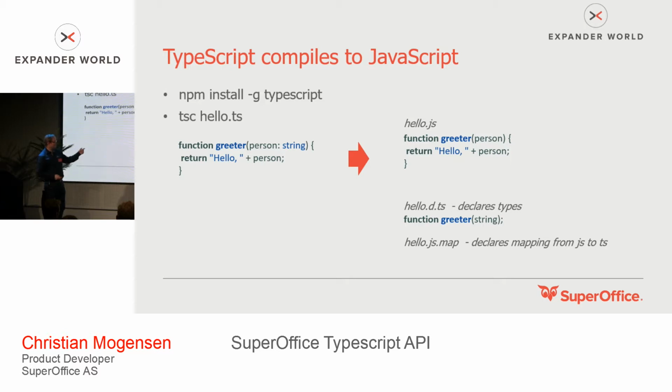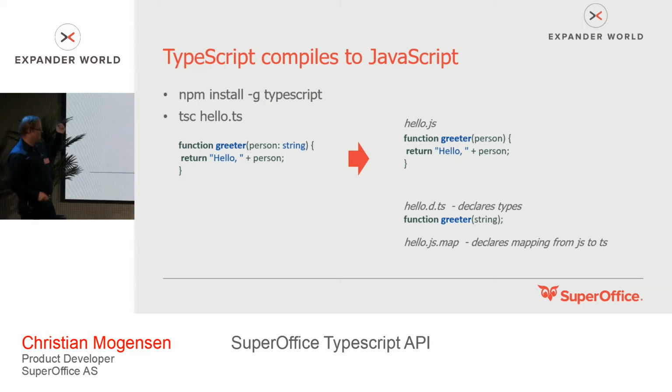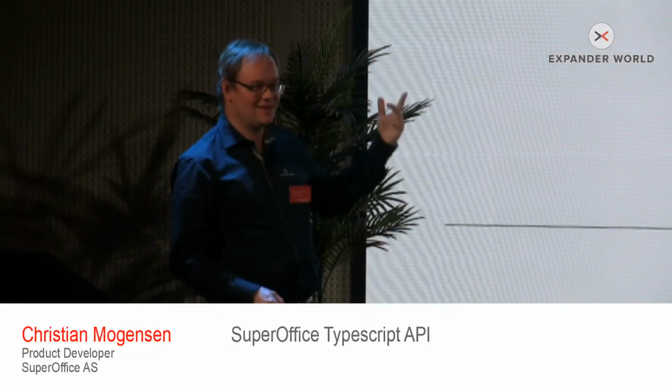And then finally, there's a map file that says, okay, this line in the JS file corresponds to this line in the original TypeScript file so that when you're debugging, it'll stay in sync.